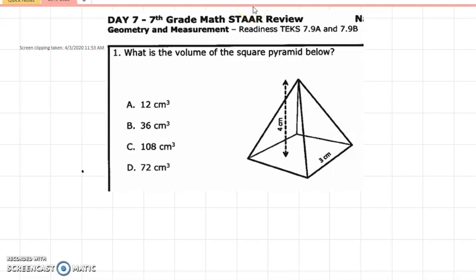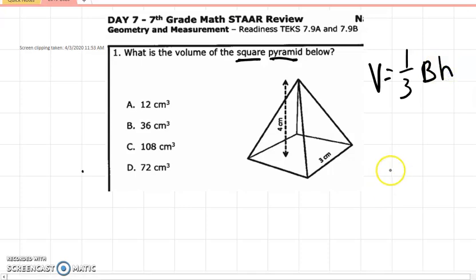Number 1 says, what is the volume of the square pyramid? Keyword, it's a square pyramid. So for a pyramid we use this equation. This is what you see on the formula chart. You see 1/3 capital B times the H.